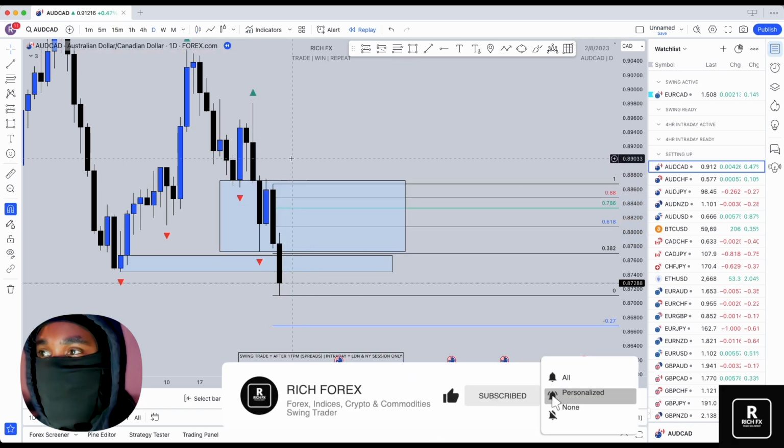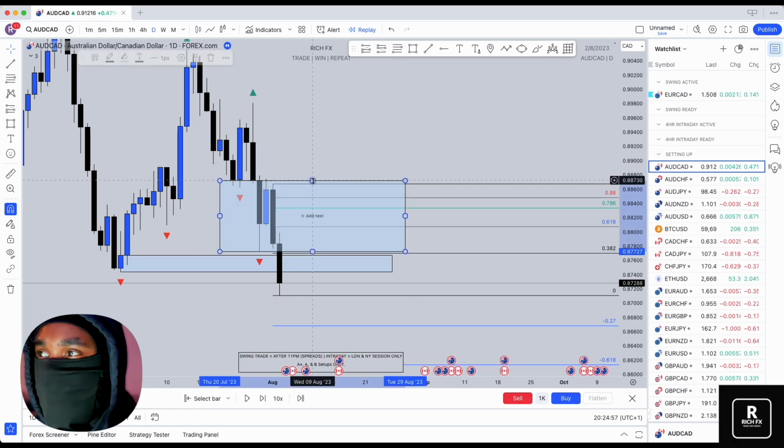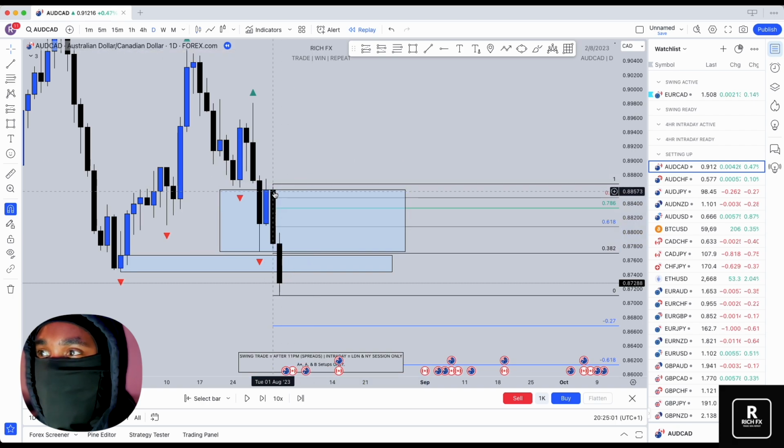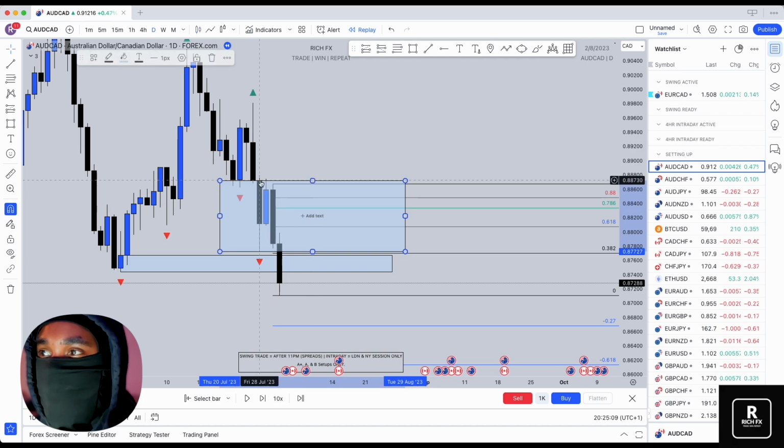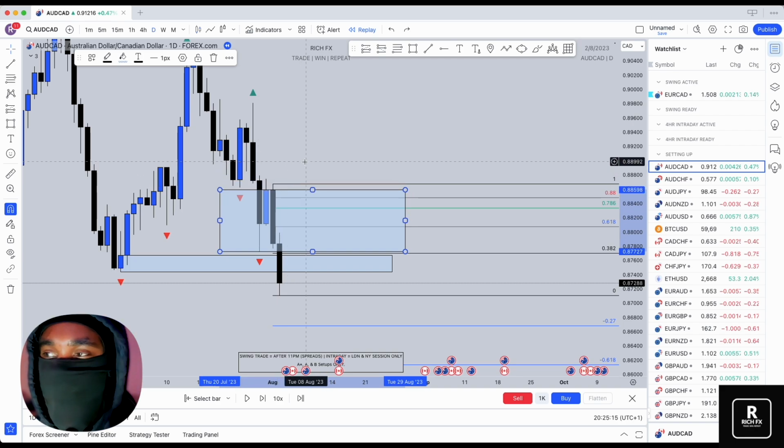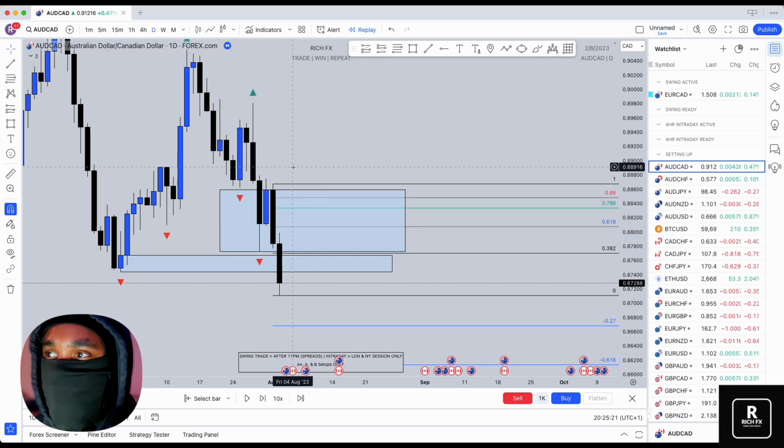Now we've got two areas. Now I'm actually going to refine the very first one, and I'm going to bring it down in line with the body open of the very first impulse candle. Now I'm doing that because if I was to leave it here, which is basically for the fractal itself, now what I'm going to do is I'm just going to refine it a little bit. So I'm going to bring this down a little bit more, right?